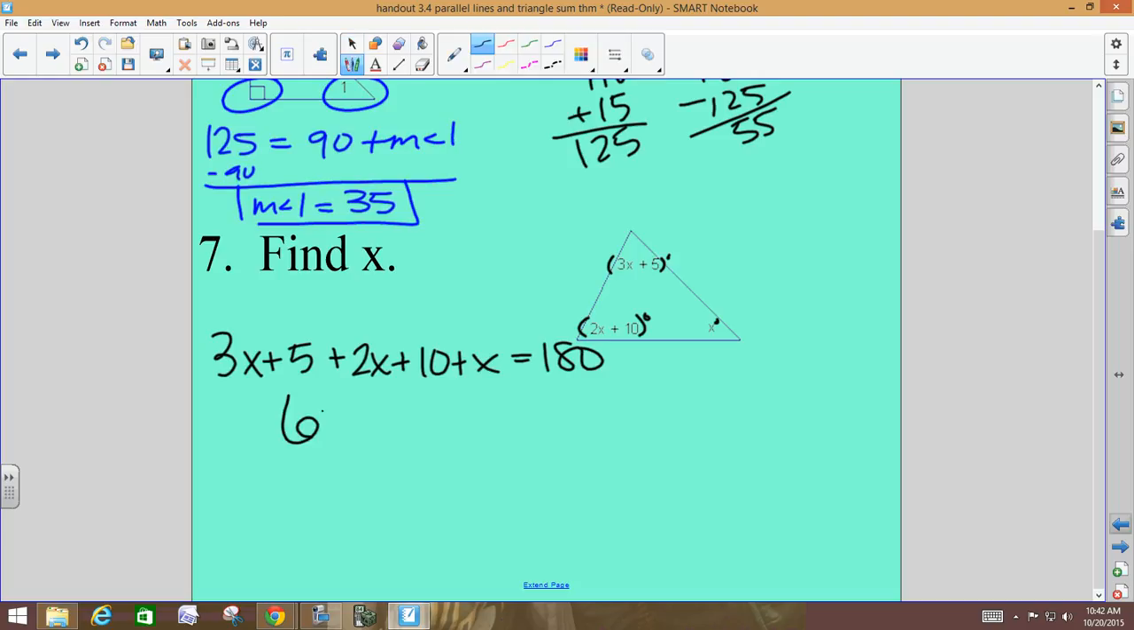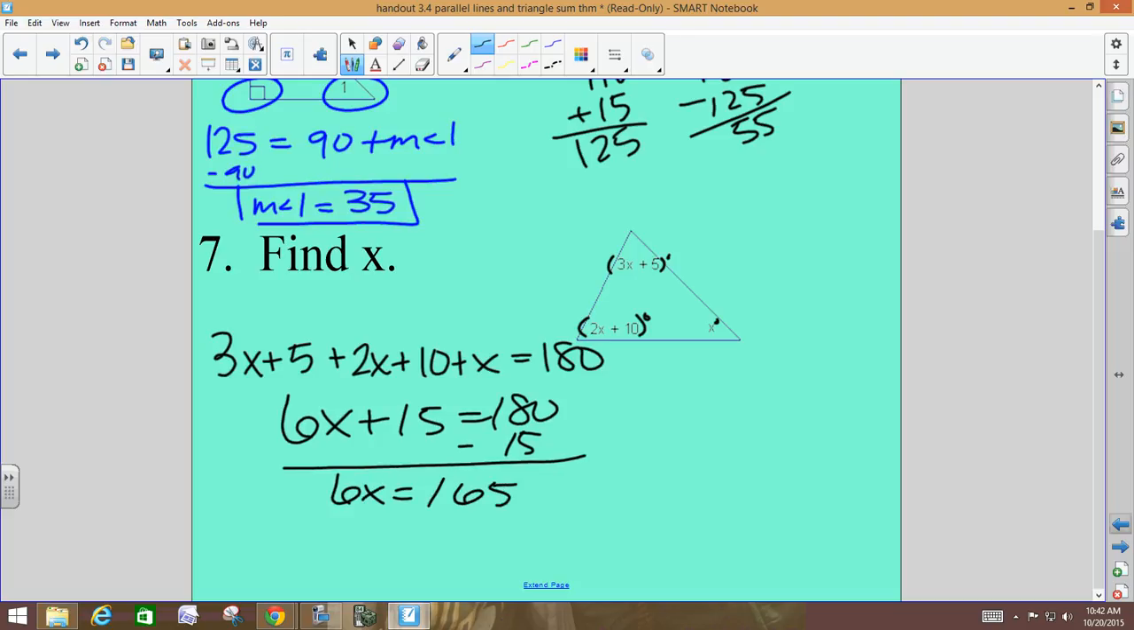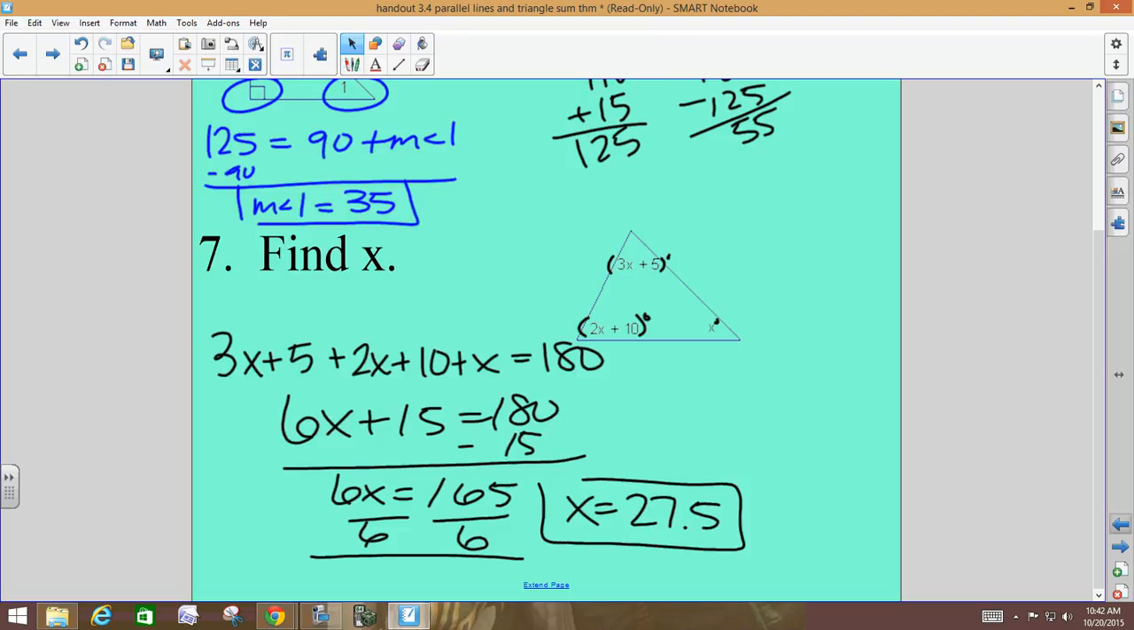Combine like terms quickly. 6x plus 15 equals 180. Subtract 15. 6x equals 165. Divide by 6, and what do we get for x? 27.5. You guys agree with her? It is. Well, how do we know for sure? Plug it in. So this one, I got 27.5. 55 plus 10 would give me 65. This one's got to end on a 0.5.